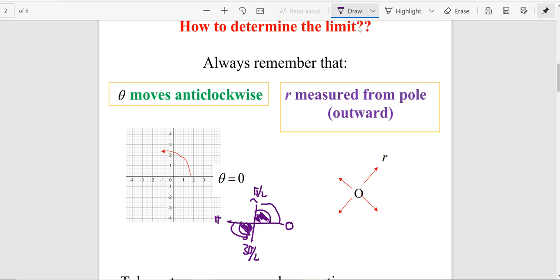Second, r is measured from the pole outwards. Let's say we have a shape like this, and outward, let's say this value is 2. So the values of r move from the pole outward, meaning r goes from 0, so the limit is 0 up to 2. These are the two things you should remember when dealing with polar coordinates.